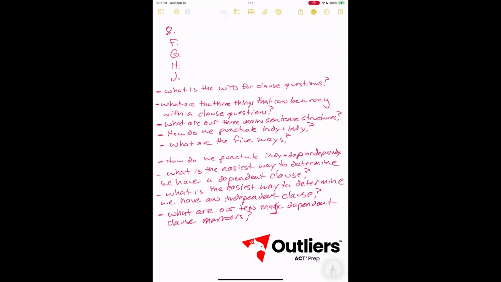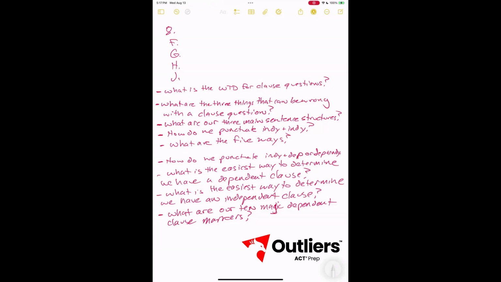And what are our 10 magic dependent clause markers? Because, while, when, since, whereas, who, whom, whose, which, that.